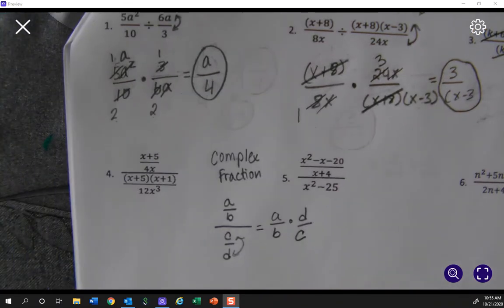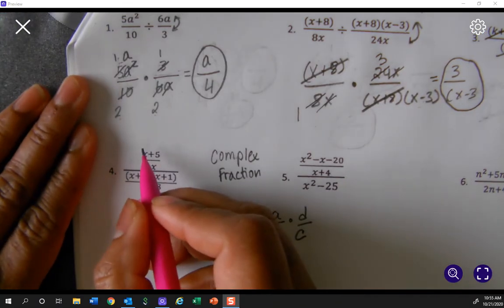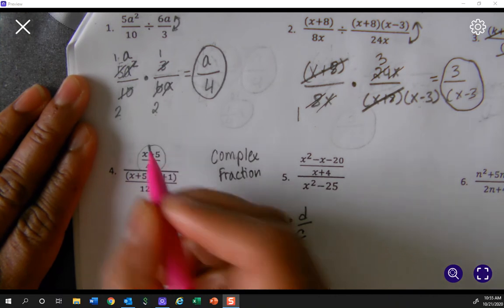Okay, so d over c, and then you can multiply straight across. So same type of thing here. I'm going to keep the numerator, this numerator which has a fraction.